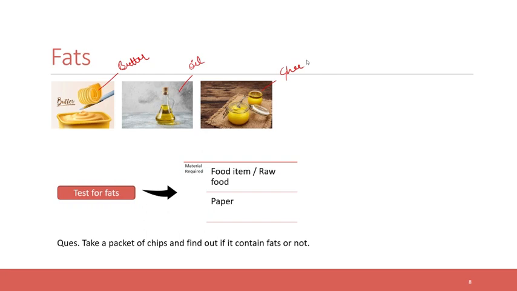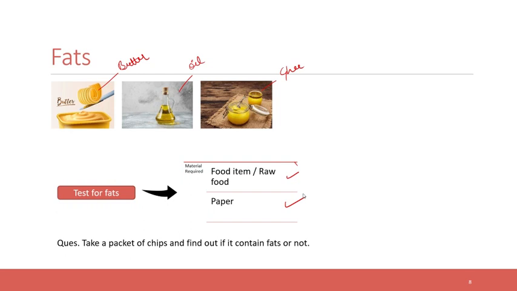Now, what will we do? We only need these two items to do a fat test. We need a raw food and then paper. Let's take some chips. I know you all love eating chips, so we'll take some chips and place them on a paper and then fold the paper over the chips. Now, take out the chips from the paper and make the paper flat again. Okay?